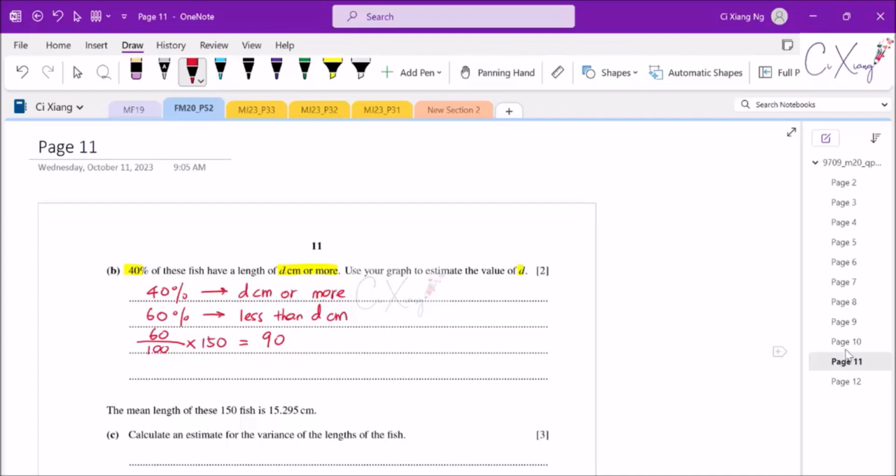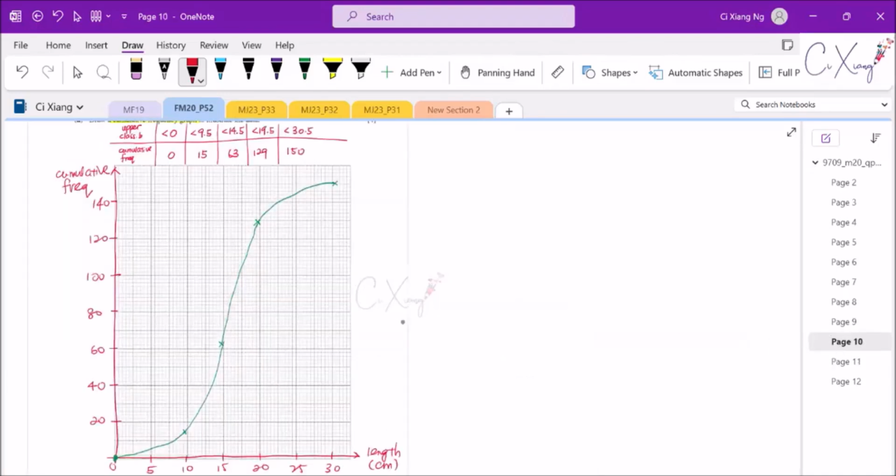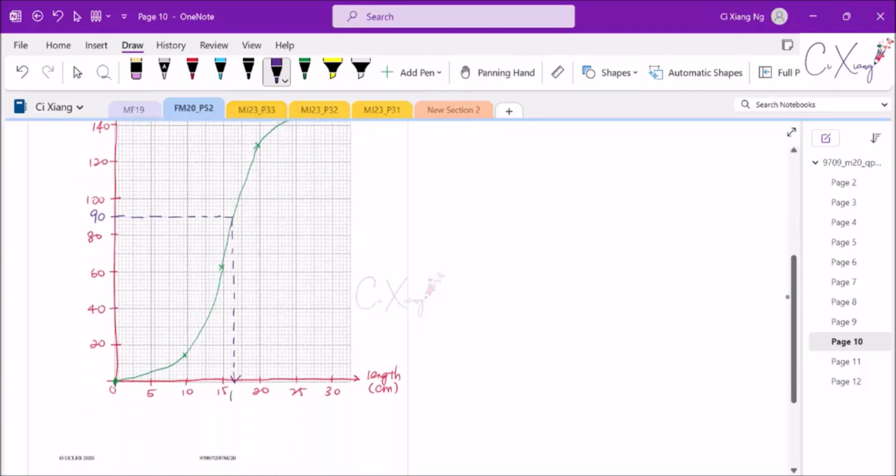So for the frequency 90, to estimate the value, have a look where your 90 is here. Please label it clearly on your graph, and then estimate by drawing a line to touch your curve, and then read the value from the x-axis, which is the length. If your ratio is good enough and your graph is clear, you should get the value more or less like 16.5, or 16.25, or maybe 16.75.